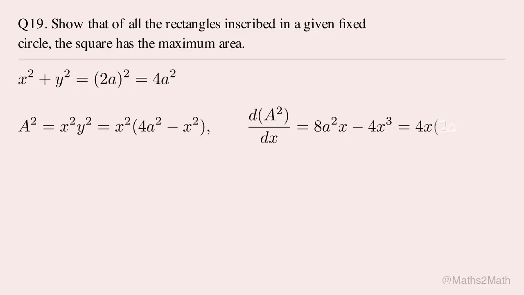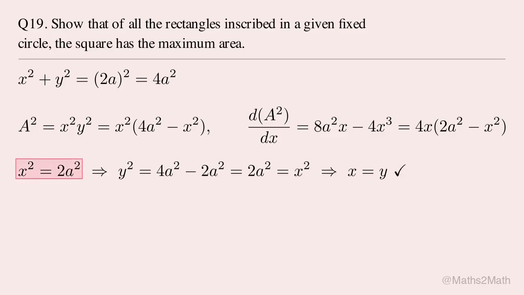Maximize the squared area to avoid roots. A squared as a function of x squared is a downward parabola. The critical point is x squared equals 2 squared, and then y squared matches. X equals y. The rectangle of maximum area is the square.